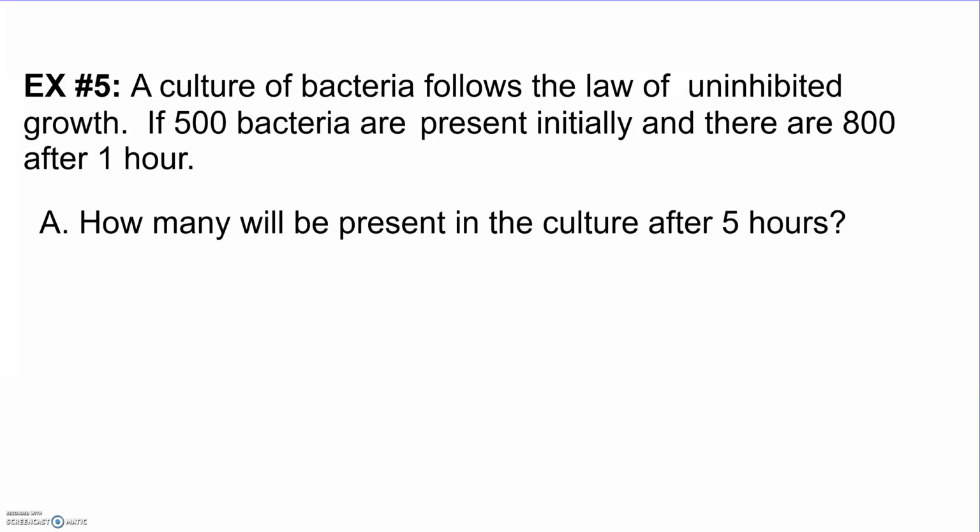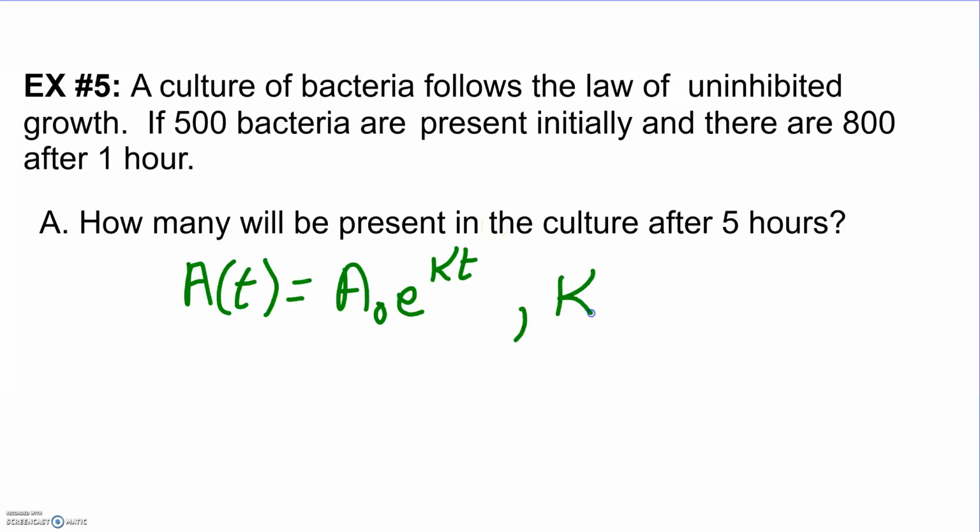Next, let's do example 5, which is one in which we have some uninhibited growth of cells. That formula up at the top of your sheet there, I don't have that box on my paper. The formula that we're going to be using is this one right here. A of t equals A initial times e to the kt power. And k is always greater than 0. K is a constant that's representative of the growth rate of the cells.